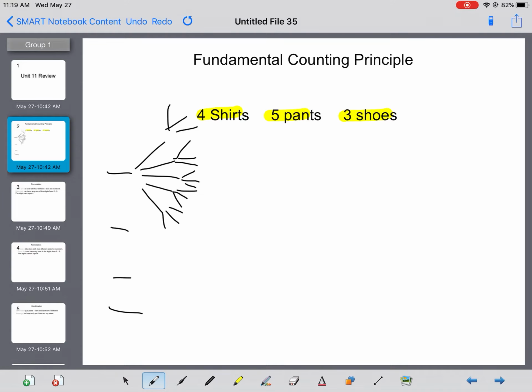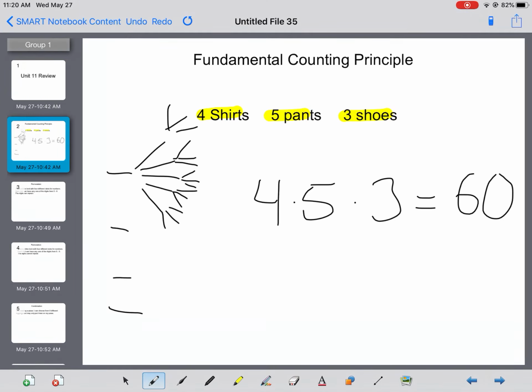So that's where the fundamental counting principle comes in, where you just multiply all the different options that you have to get all the different arrangements. So 4 times 5 is 20, and 20 times 3 is 60. So on the test, when you're going to use the fundamental counting principle, look for things like combinations of shirts, pants, shoes. You could look for combinations of ice cream sundaes or different meals, things like that, where you're pulling something from each category to make a different combination.